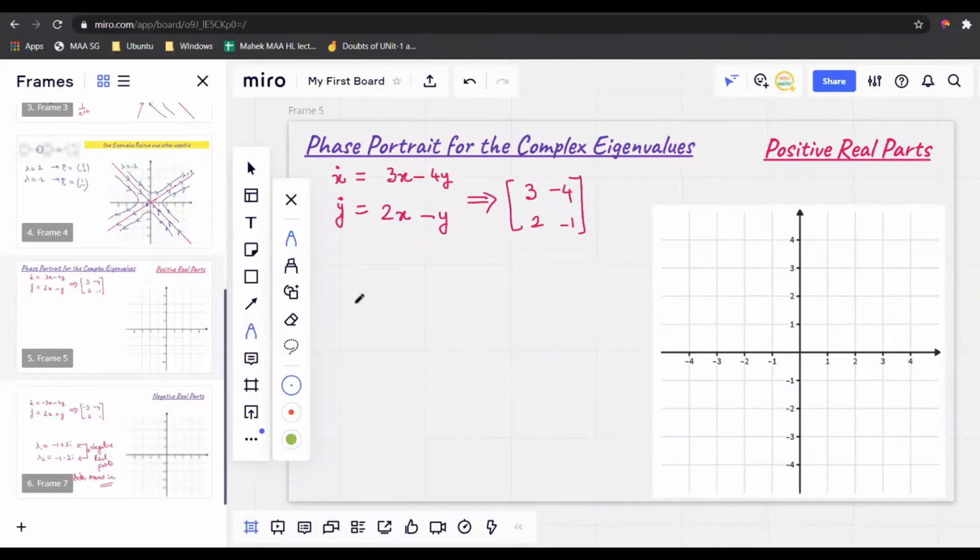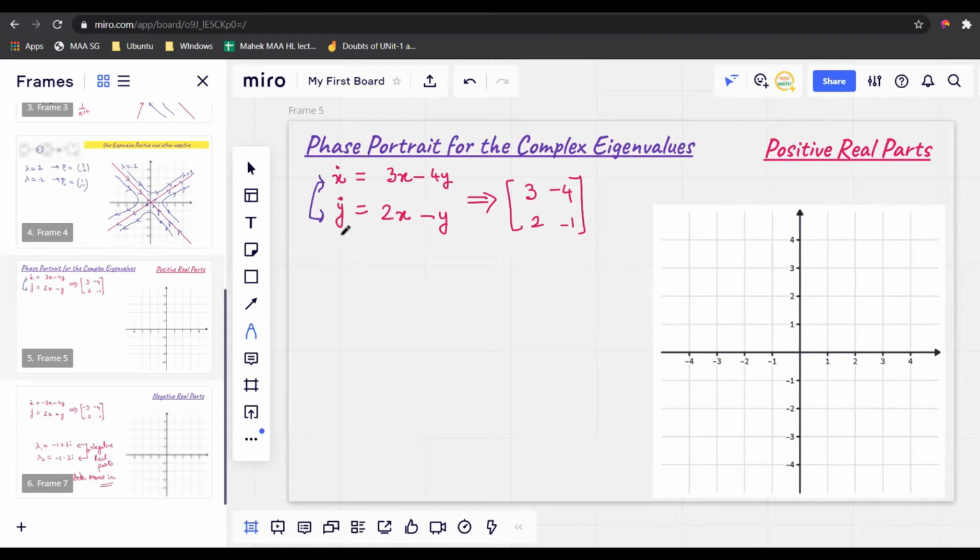Now we learn phase portrait for complex eigenvalues. If you have coupled differential equations like this, dx/dt is equal to 3x minus 4y and dy/dt is equal to x minus y, that corresponds to a transition matrix of [3, -4; 2, -1].